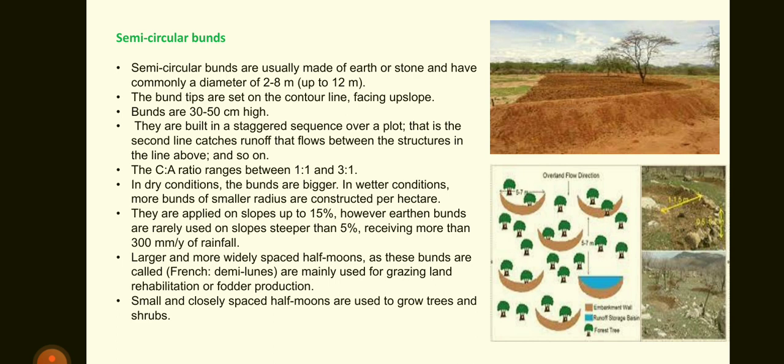In dry conditions, the bunds are bigger. In wetter conditions, more bunds of smaller radius are constructed per hectare. They are applied on slopes up to 15%. However, earthen bunds are rarely used on slopes steeper than 5%, receiving more than 300 millimeters of rainfall. Larger and more widely spaced half moons, these bunds are called fringe semicircular bunds, are commonly used for grazing land rehabilitation and for fodder production. Small and closely spaced half moons are used to grow trees and shrubs.